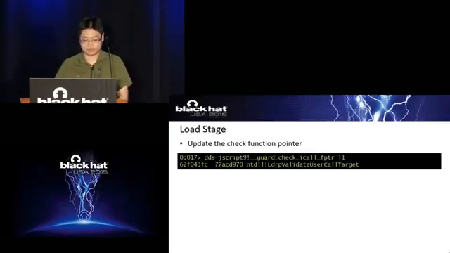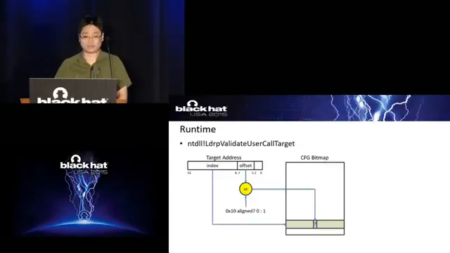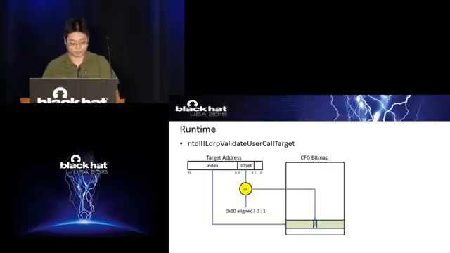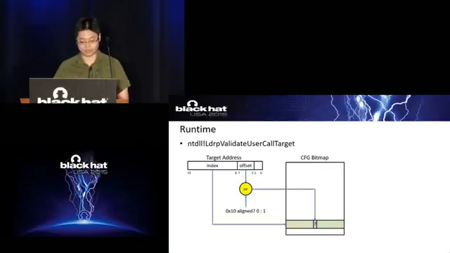Besides that, the operating system also updates the check function pointer and points it to NTDLL's LdrValidUserCallTarget. So at runtime, this function will be called just before any indirect call. In this function, it will test the target address to see if the address is valid.